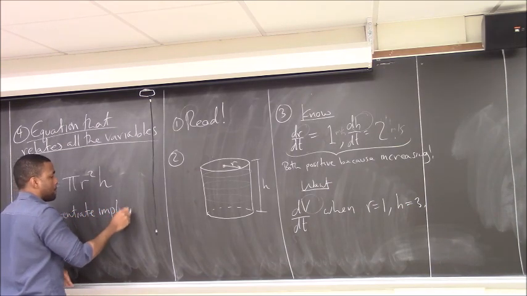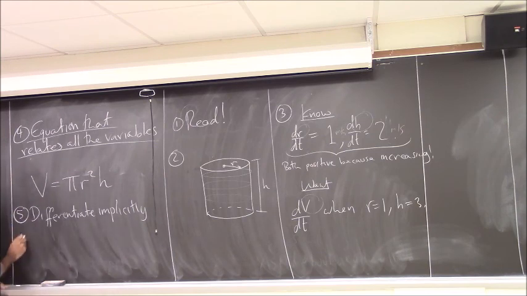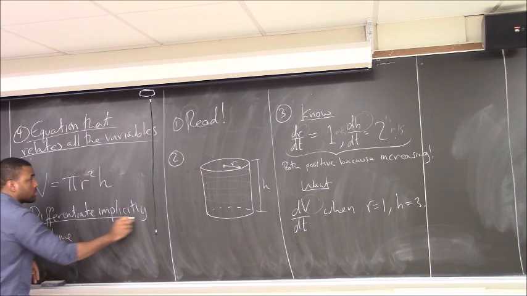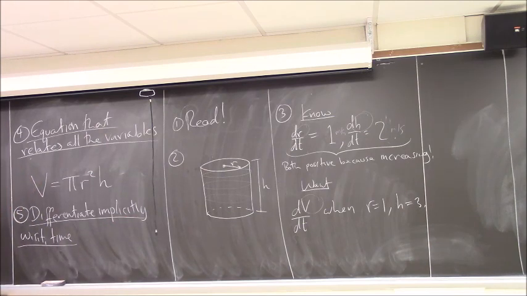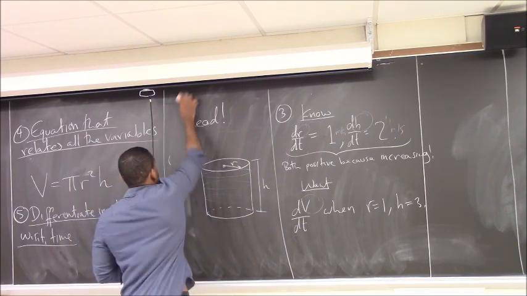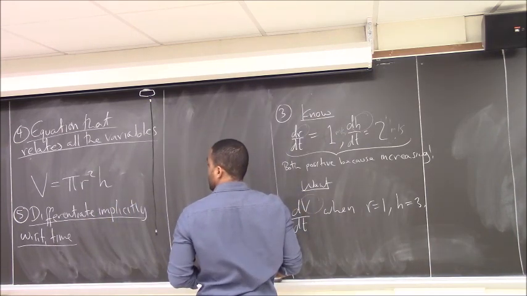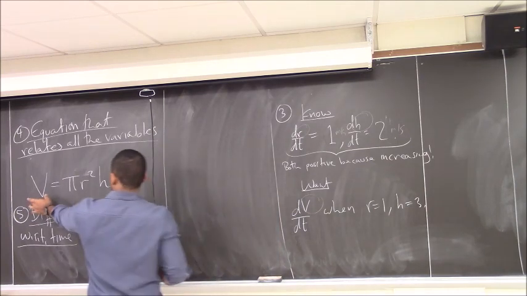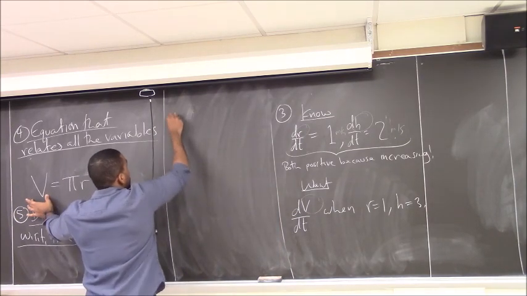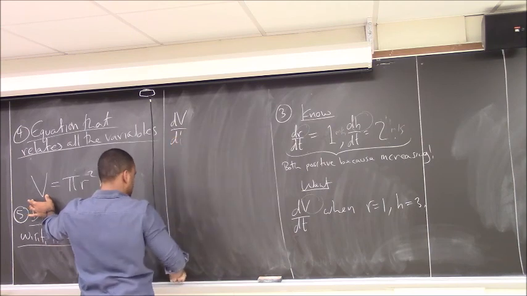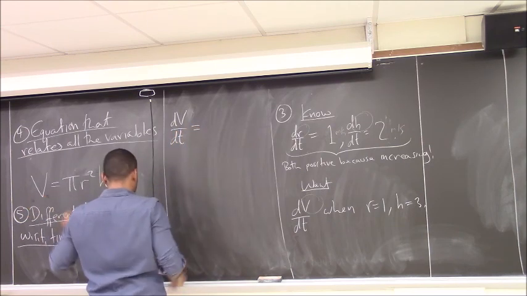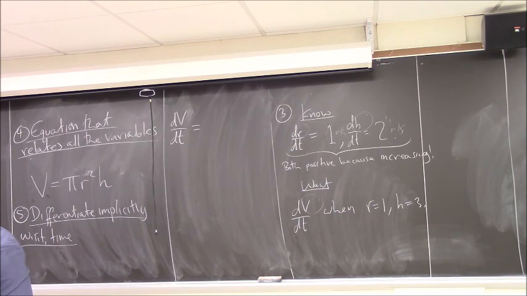Implicitly with respect to time. So this is my equation that I just set up in step 4. So now I'm going to differentiate that equation. Okay, so what is that going to be? What's the derivative of V? dV dt equals 2r dr dt.